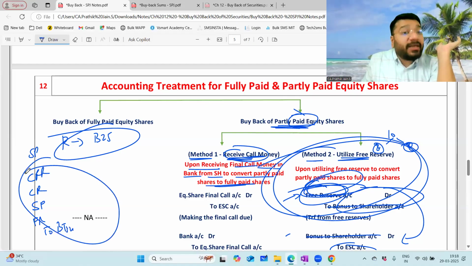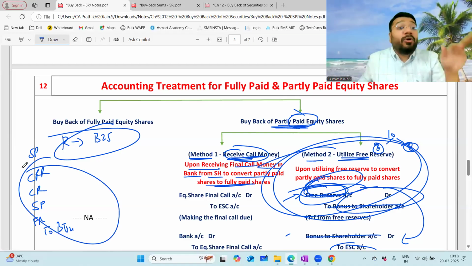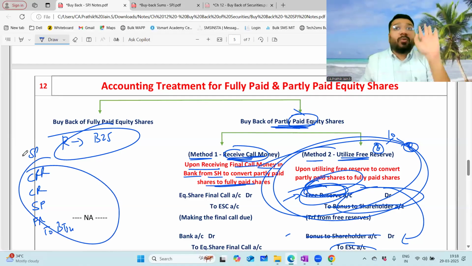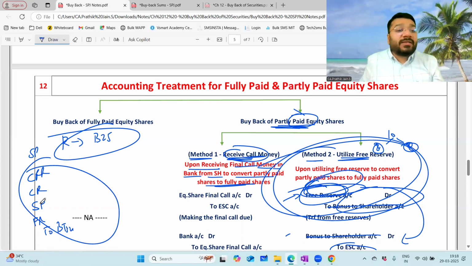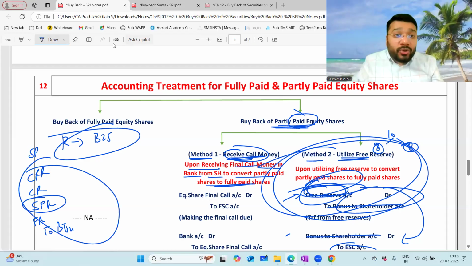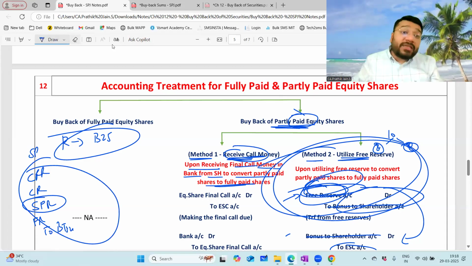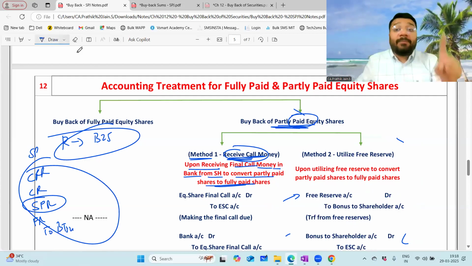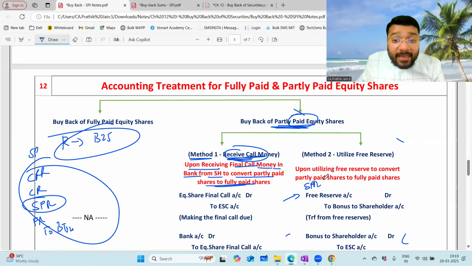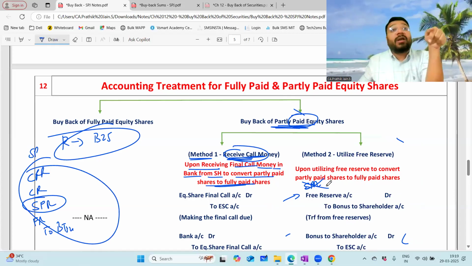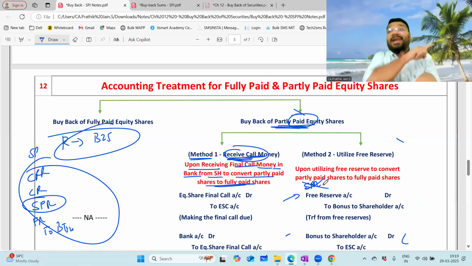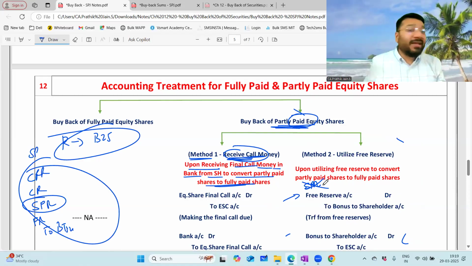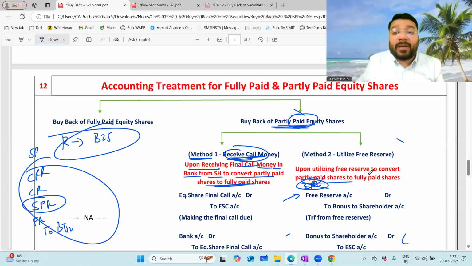This is the journal entry for issuing the bonus share. Which bonus share? Fully paid bonus share. So what Kritin is asking is: here SPR used, no sir. Now the SPR I'm not allowing you to use here because in bonus share, what I said, when you're converting partly paid to fully paid, SPR cannot be used. In the bonus to shareholder notes, I put SPR in red and struck it off. SPR cannot be used for the purpose of converting partly paid to fully paid.